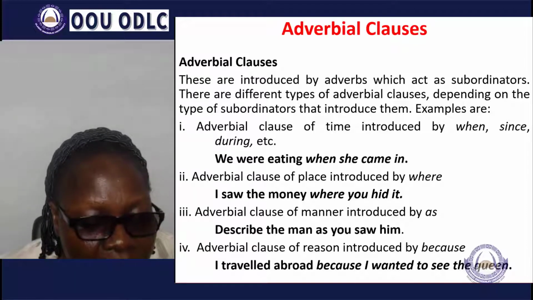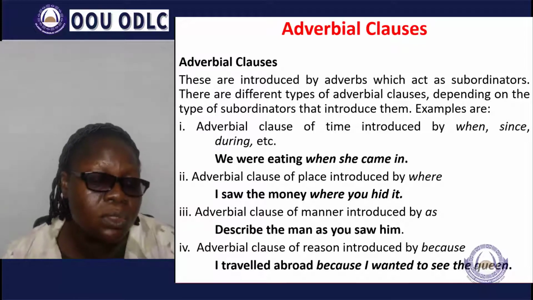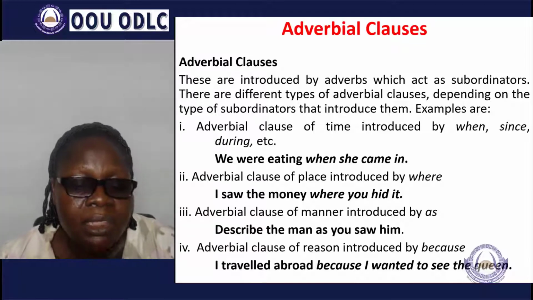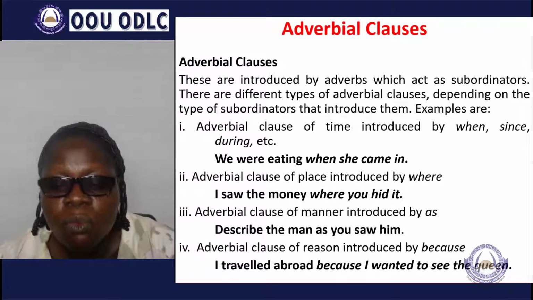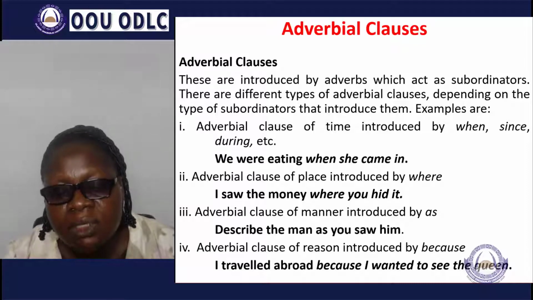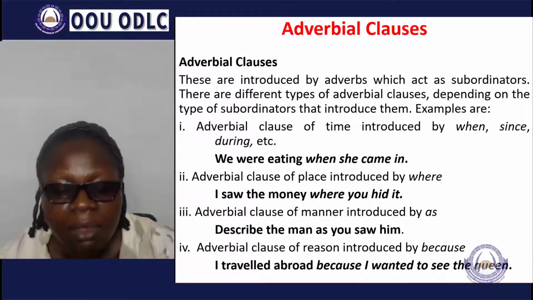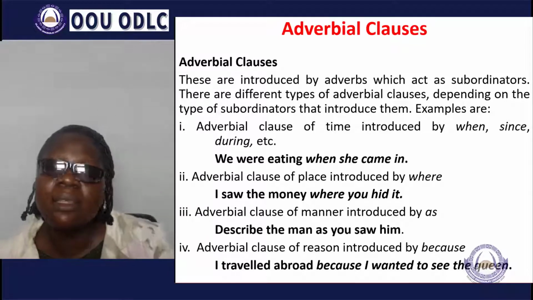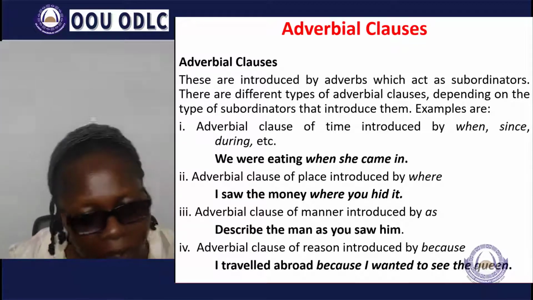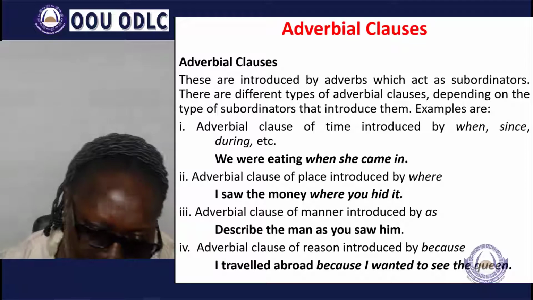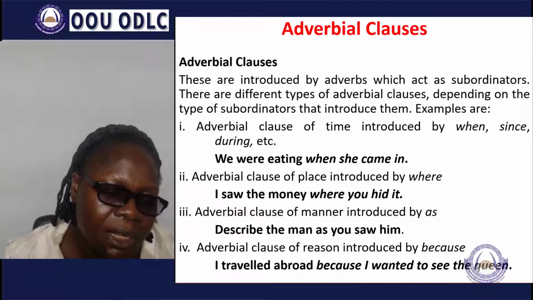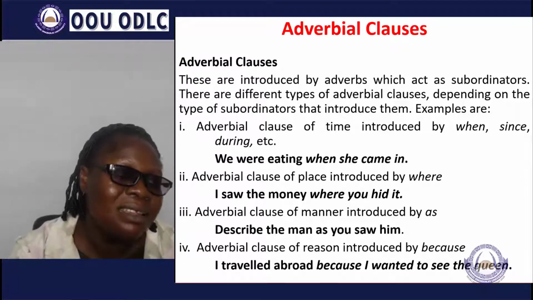Another type of adverbial clause is that of reason, adverbial clause of reason. It is introduced by because. I traveled abroad because I wanted to see the Queen. Because I wanted to see the Queen, that is the adverbial clause. Again, it is not meaningful on its own. Because I wanted to see the Queen. You are still expecting that there will be additional information. And that is what you get to find in the main clause.